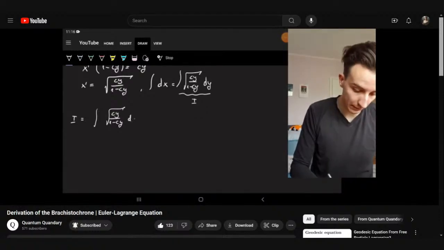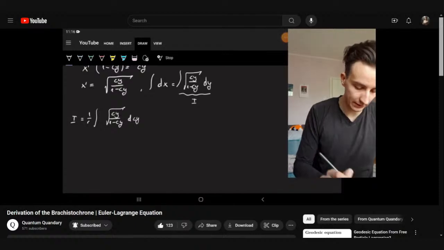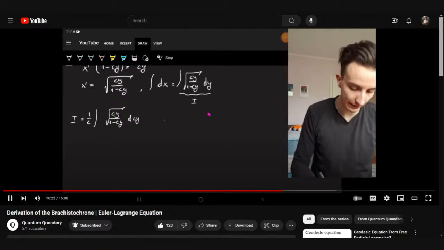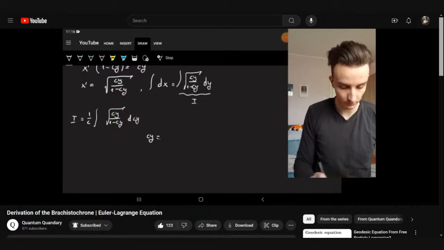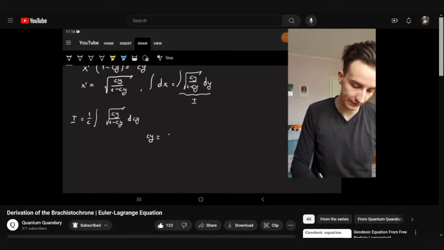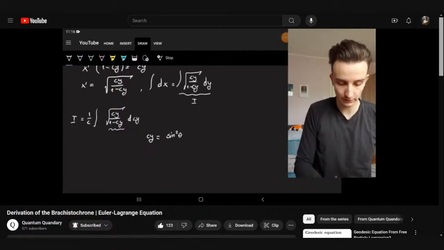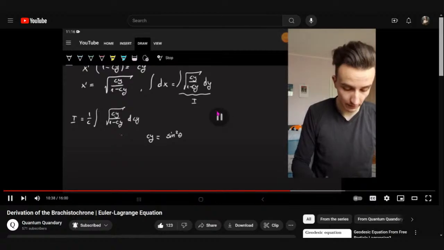First of all, I'll multiply by c and divide by c. So I could have cy equal to phi. When I have sine squared theta, let's say, so that this part becomes cosine, then cy is going to be sine squared theta.